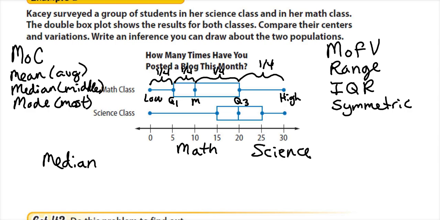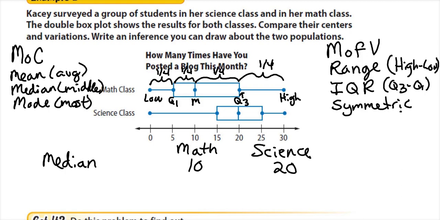So, all right, let's take a look at the medians. The median for math was 10. In science class, it was 20. All right. Now we need to pick a measure of variability. So we can talk about the range, which is the high minus the low. We can talk about the interquartile range, which is Q3 minus Q1. Or you can talk about symmetry, which is, are they equal, or equal spread, I guess is the easiest way to say it, equal spread.